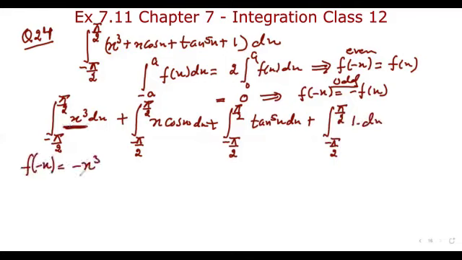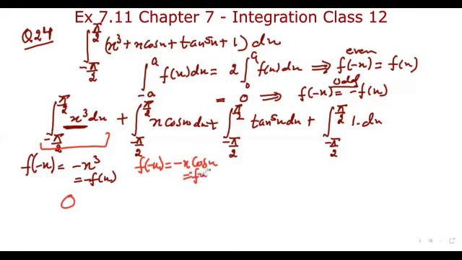Now x cube is clearly an odd function because if I replace x with minus x, I will get minus of x cube. That means minus of f(x). यानी सीधा सीधा जो इसका इंटीग्रल है वो तो 0 होने वाला है because it is an odd function. Similarly हम इसको चेक कर लेते हैं. अगर मैं f of minus x निकालती हूँ तो it will be minus x cos x. So this will also be an odd function, minus of f(x). Therefore इसका भी आंसर 0 होने वाला है.